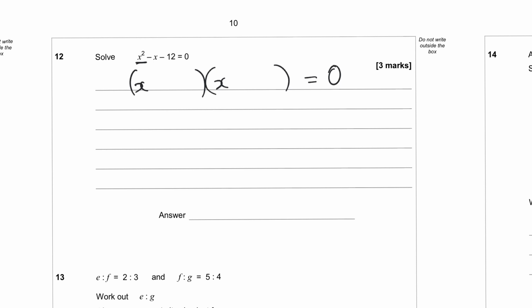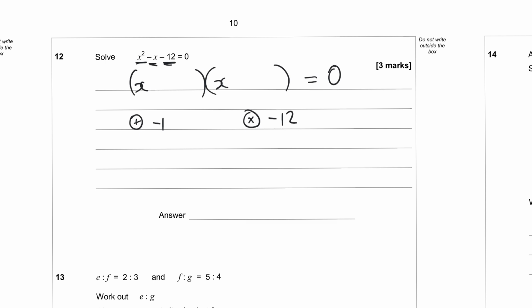Then we need to think of what 2 numbers can we multiply together to get 12, but take away from each other, or add, to get minus 1. So I'm going to put minus 1 or 12. Yeah, multiply to make minus 12. I've really put the wrong number there. Adding to get minus 1. So there's a way of working this out to make life easier.